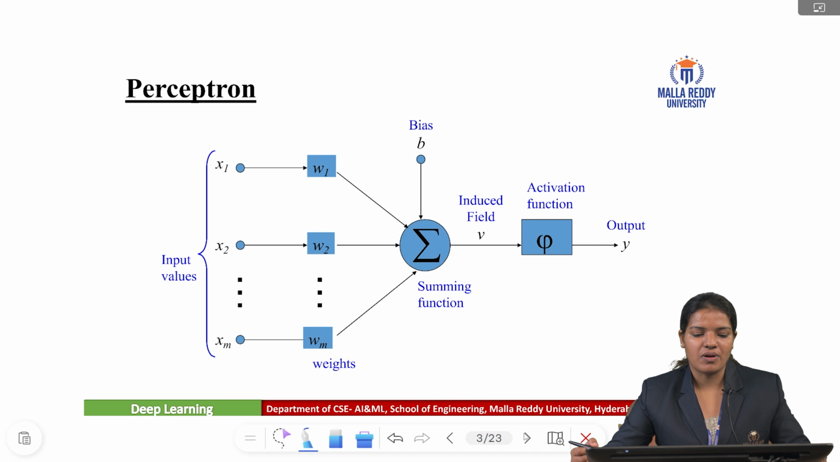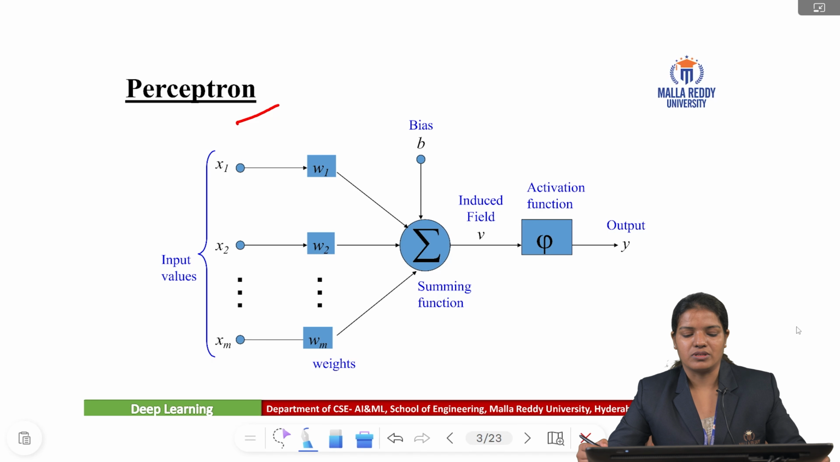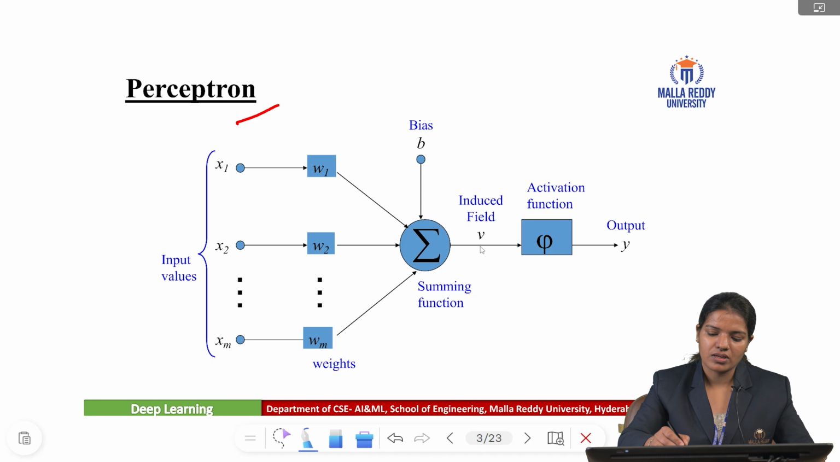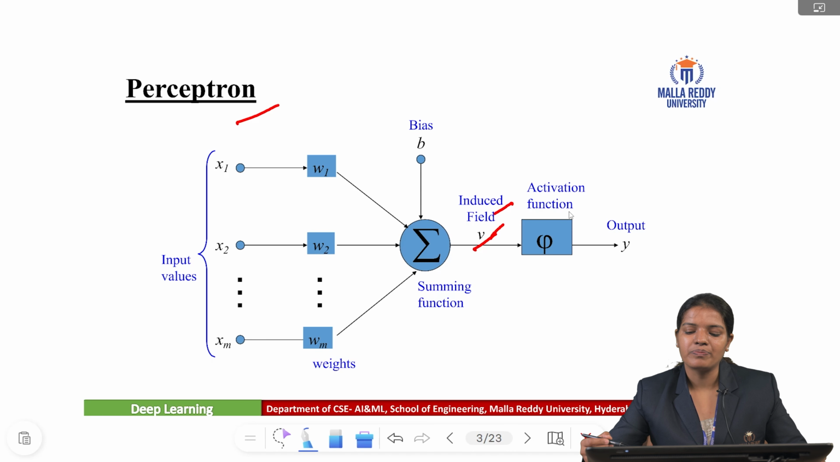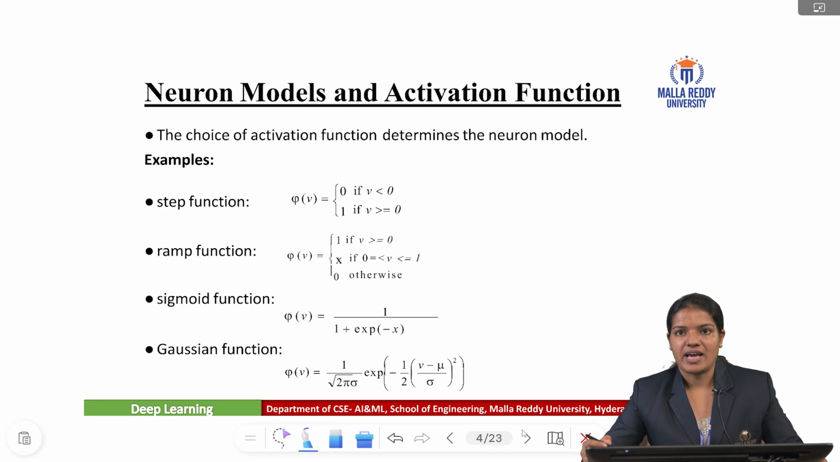The basic building block of an artificial neuron is known as the perceptron. A perceptron consists of different input values, associated weights, and the bias. After summation, we get some output, which here we are calling the induced field, and then it is fed to the activation function. Thereafter, we get the final output. There are different types of activation functions which help in selecting the different outputs.